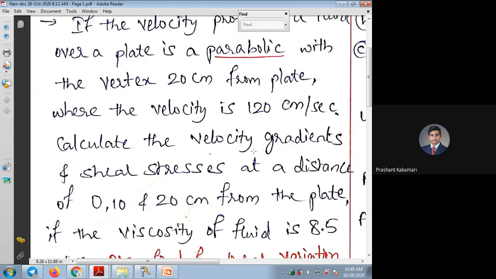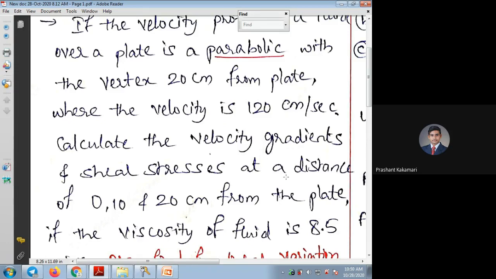Tau is equal to mu into du by dy. Mu is the coefficient of viscosity. Du by dy is the velocity gradient. That we need to find, du by dy values. And after finding velocity gradients, we need to find out shear stresses, that is tau, that is the formula.